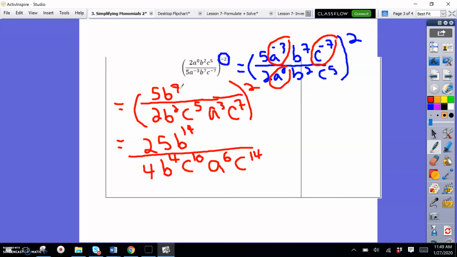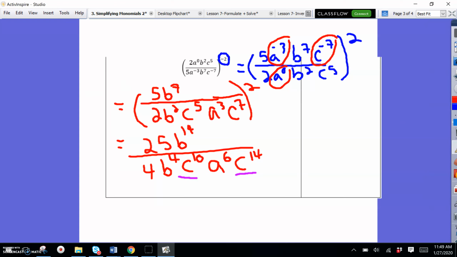Okay, now I'm going to see, is my numerator simplified, which it is. The denominator is not simplified. If you notice, I have c to the 10th times c to the 14th, which I can go ahead and make into c to the 24th. So I have 25b to the 14th on my numerator, and then over 4b to the 4th times c to the 24th, a to the 6th.